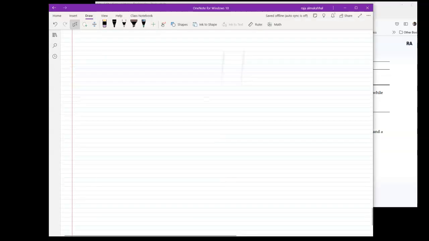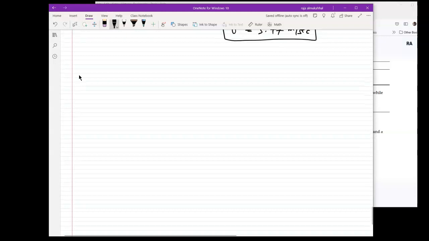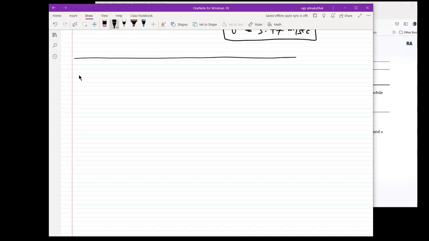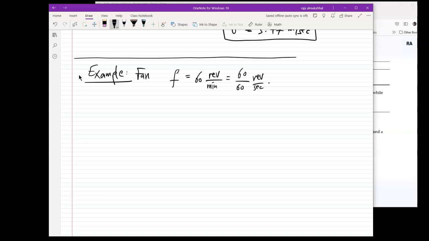So let's see. We have a fan. It's slowing down, of course. And he said that the frequency of the fan, which means how many revolutions the fan makes, is 60 RPM, which is rev per min. I can convert it immediately. Again, always convert to hertz, revolutions per second. So it is 60 divided by 60 rev per sec, so that basically is 1 hertz. Is that okay?